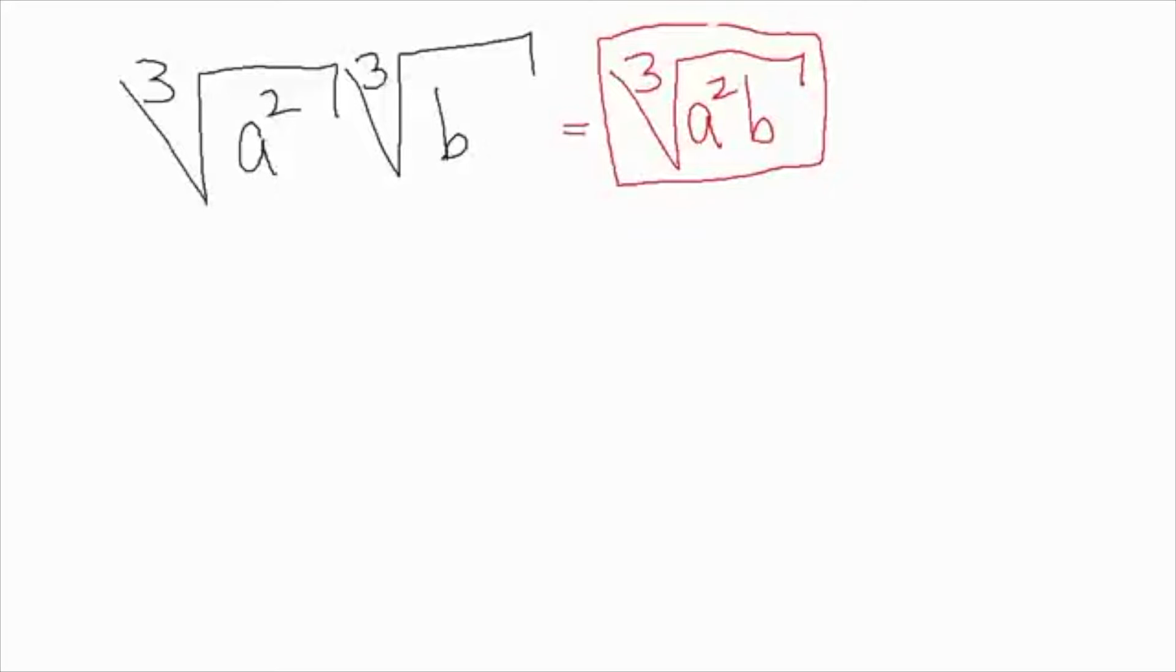Now, there is something very handy about having this formula in your back pocket. You can go in the other direction. So far, we've been combining two radicals into one, but sometimes it's handy to turn one radical into a product of radicals. Sometimes that helps us to simplify things. Let me show you an example of that.